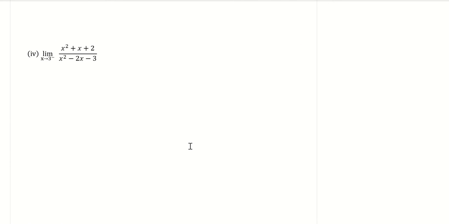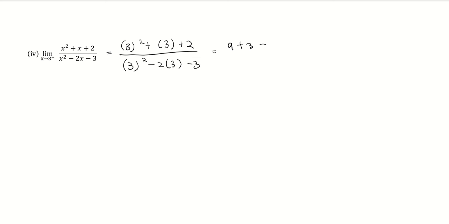Number 4, the limit as x approaches 3 from the left for this function. If we substitute the value 3 directly into the function, we get 3 squared plus 3 plus 2 over 3 squared minus 2 times 3 minus 3. This is 9 plus 3 plus 2 over 9 minus 6 minus 3. So this is 14 over 0, which is infinity.